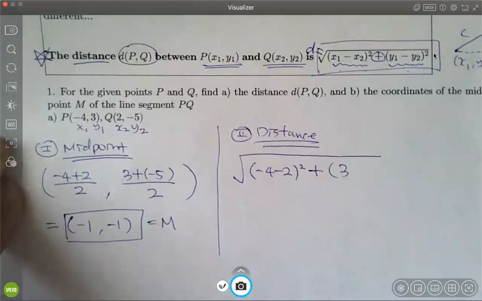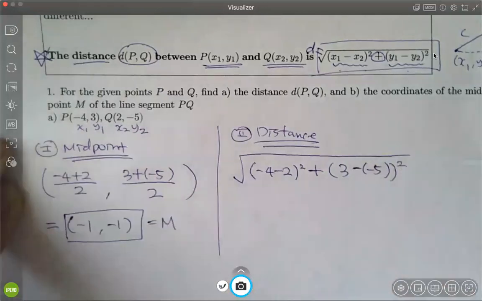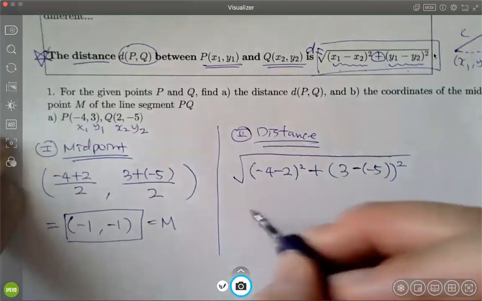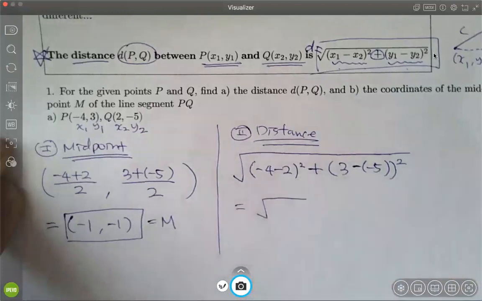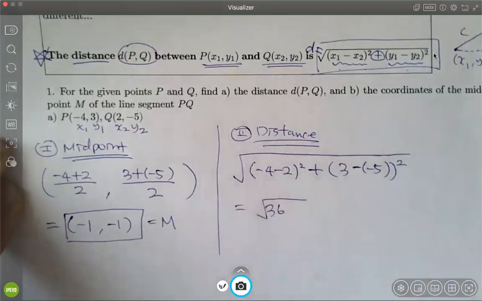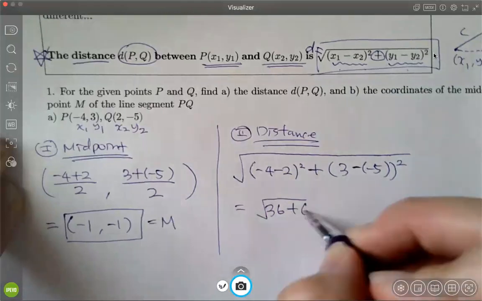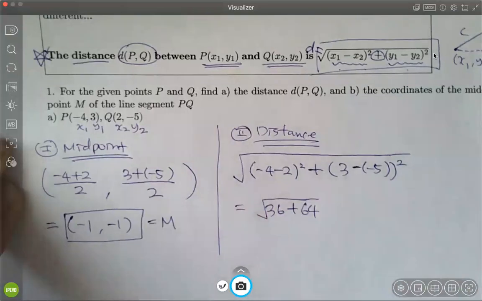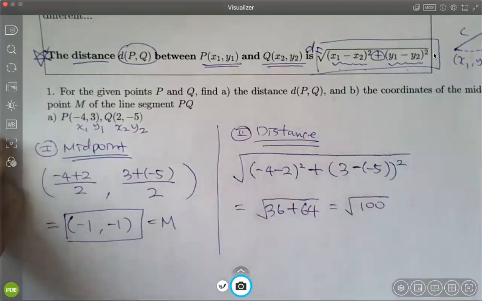Okay, it's 3 minus -5, right? Okay, so it's not 3 minus 5, right? It's 3 plus 5. Okay, so what is this? That's negative 6 squared. So that's what, 36, right? Okay, and then 8 squared. So that's what, 64, right? Okay, so 36 plus 64, that's what, 100? Okay, so we have square root of 100.